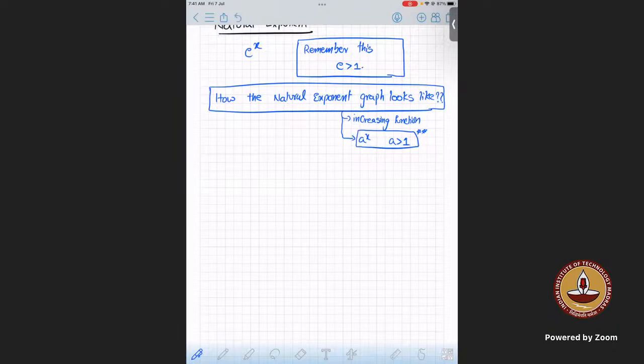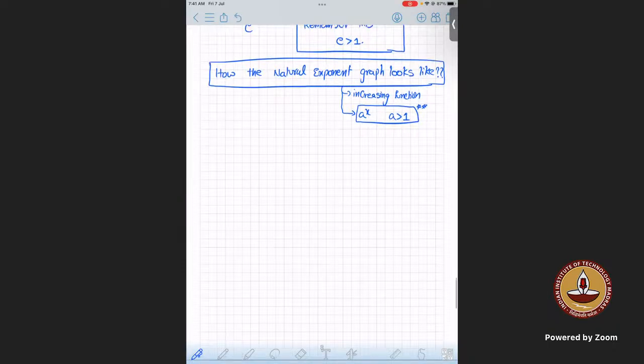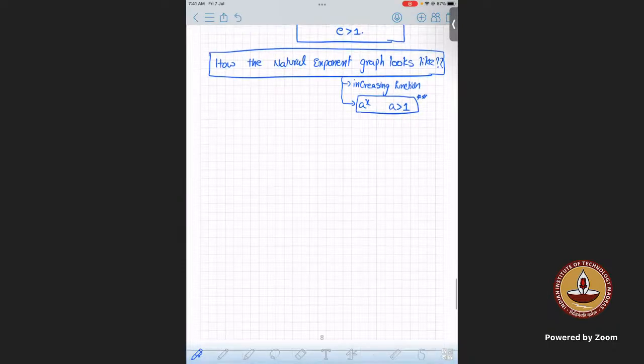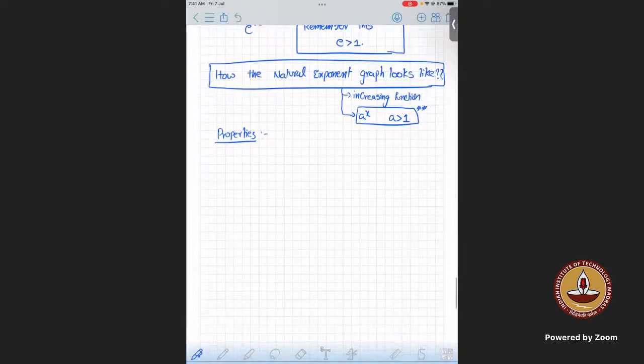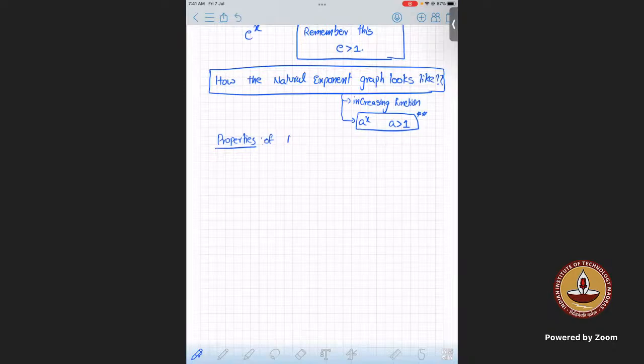Clear till now? Yes, sir. Clear. Now we will learn about some properties. Please remember this. Actually, you will find the explanation in upcoming weeks of week 1 for this, but in this week you have to remember this. Properties of natural logarithm, natural exponent.